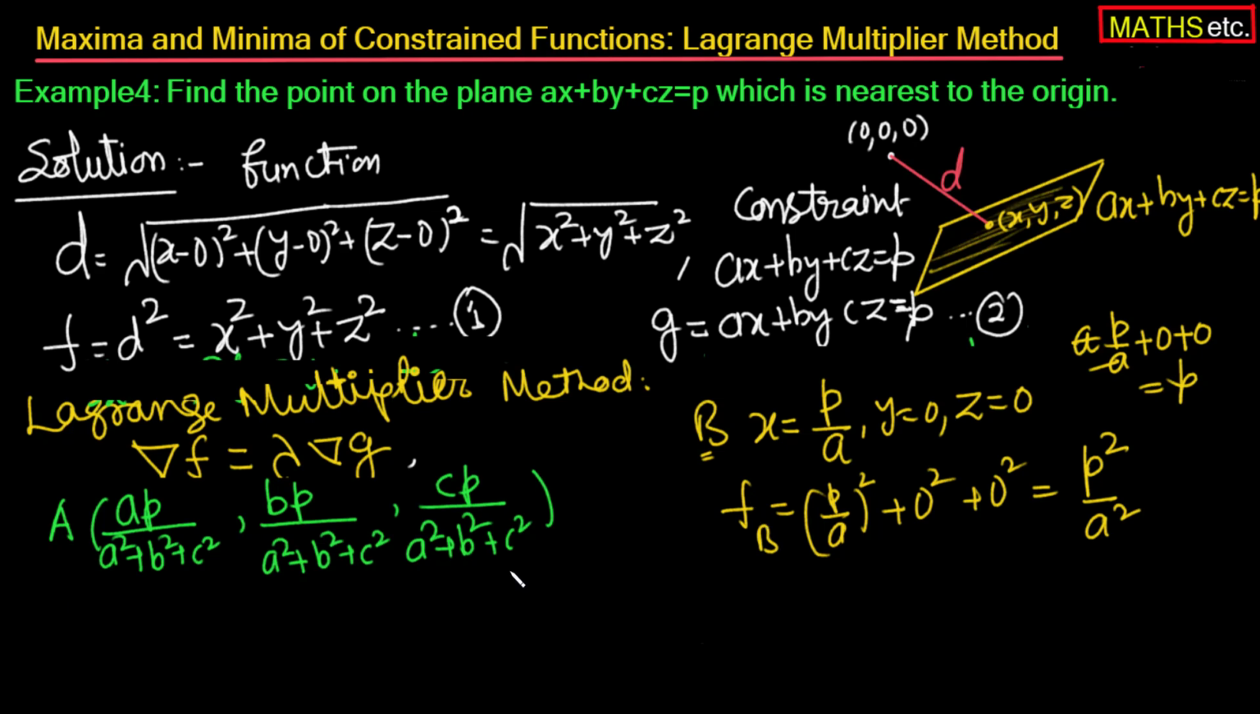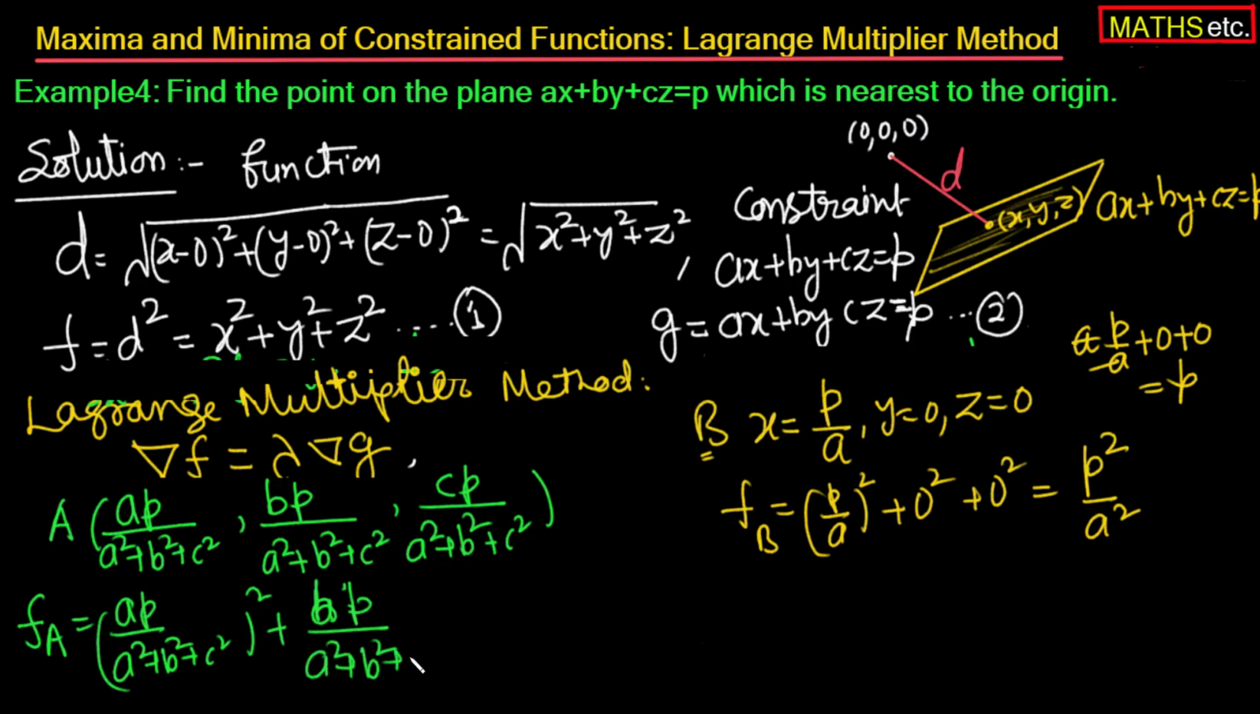So let us calculate the value of the function at a. So f at a, we plug in the values of x, y, z into the function. It will be ap over a squared plus b squared plus c squared, whole squared, plus bp over a squared plus b squared plus c squared, whole squared, plus cp over a squared plus b squared plus c squared, and this entire thing squared.